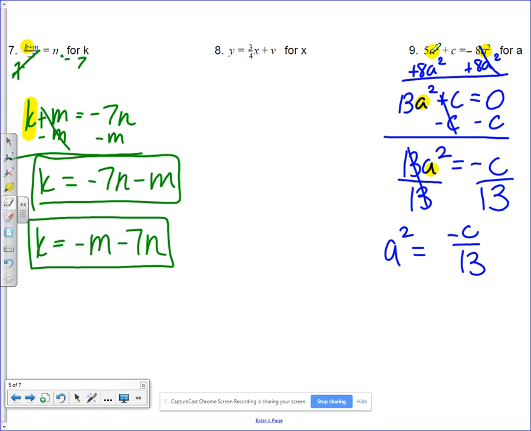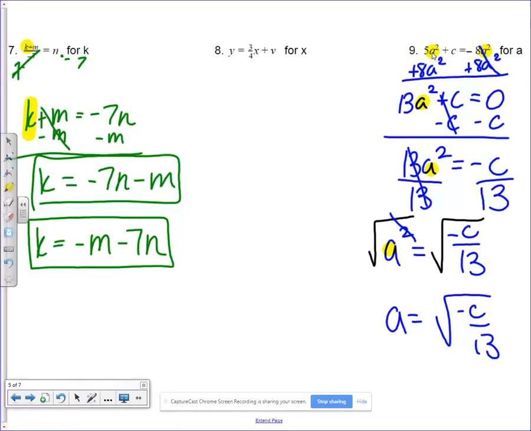Now, the a is not yet isolated. How do I get that squared off of there? You're going to square root it. Folks, the opposite of squaring something is square rooting it. So we're going to take both sides and we're going to square root it. That will cancel the squared. And I have a is equal to the square root of negative c over 13. Please notice that that square root is over the entire thing. It's not just on top. It's not just on bottom. It's over the whole fraction. Is that okay? All right.